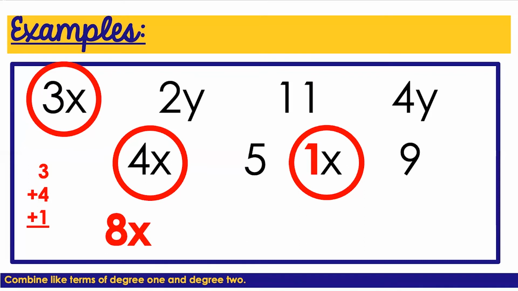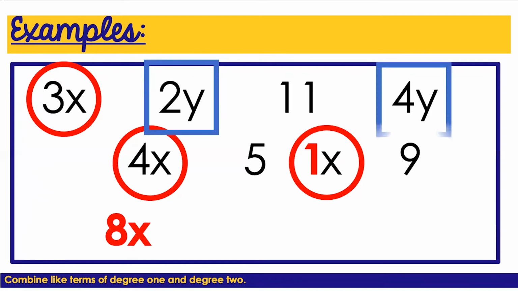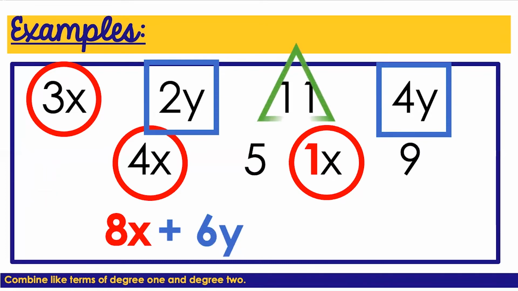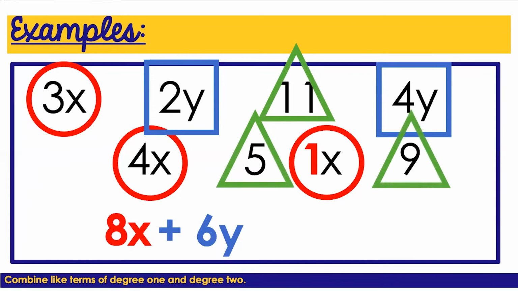Now, to keep things going in alphabetical order, we move on to the y. We have 2y and 4y. Combine 2 and 4, and that gives us 6. Bring down the y. Lastly, our constants, 11, 5, and 9. Again, constants in the vocabulary we learned were terms that have no variable. Add these all up, and we get 25. So our final answer is 8x plus 6y plus 25. Stress to students that it has to remain in this form. Nothing can be combined because nothing at this final step has the same variable.